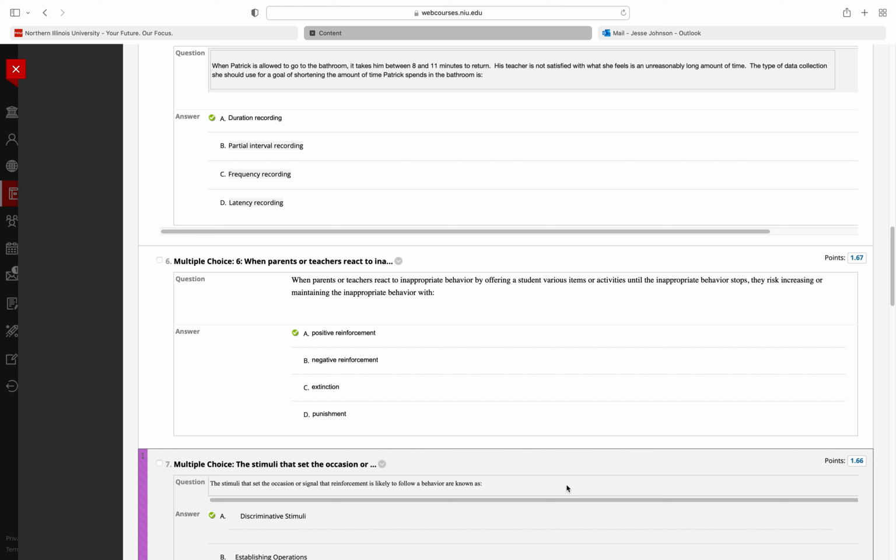That rules out extinction and it rules out punishment. Then you're left with positive reinforcement and negative reinforcement. And you can see from this statement that something is being presented and not removed. So that leaves you with positive reinforcement.